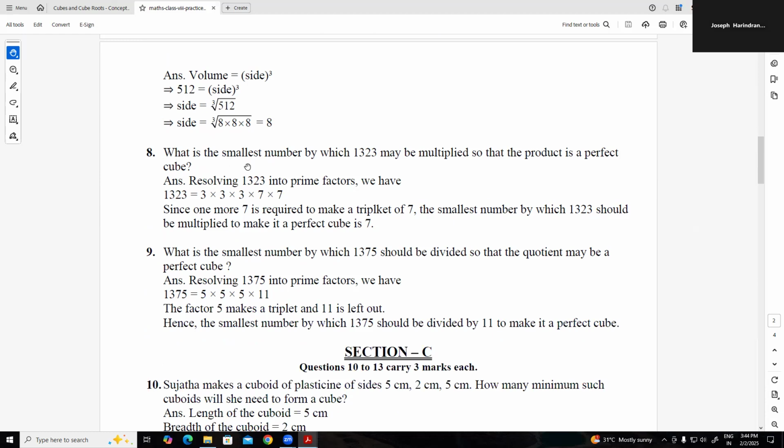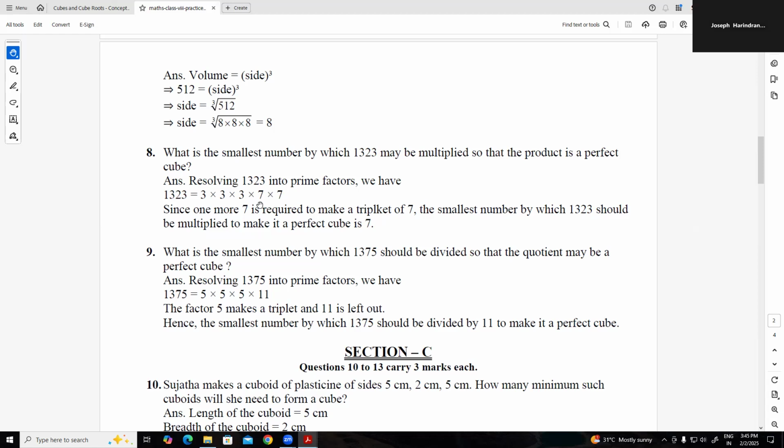What is the smallest number by which 1323 may be multiplied so that the product is a perfect cube? First of all, we have to resolve 1323 into prime factors. Since it's an odd number, we start with 3. If it's an even number, you can start with 2. This is how you go about resolving into prime factors. Look at the number. If it's an odd number, start dividing by 3 first.